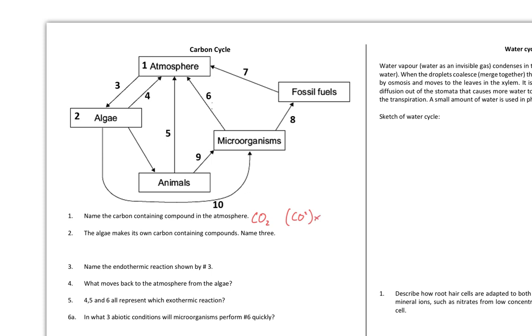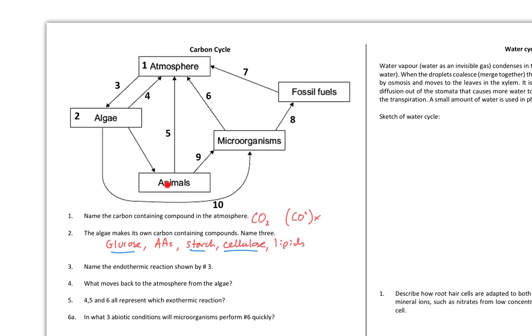The algae makes its own carbon compounds. Name 3. Well, it does photosynthesis. It makes glucose. It makes amino acids, because it needs nitrates from the soil as well to make amino acids. It makes starch. It makes cellulose. It makes lipids. I could even say chlorophyll. And glucose, starch, and cellulose are all carbohydrates, glucose being the monomer, starch and cellulose being the polymers.